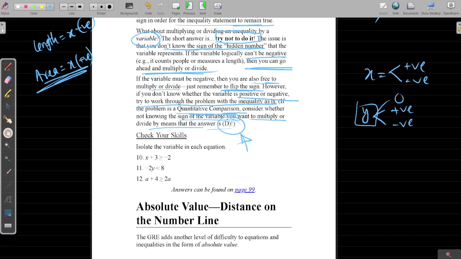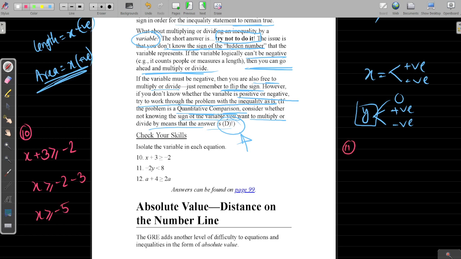So look at this one, first one, number 10. What they have written is: isolate the variable in this inequality. So first one: x plus 3 is greater than or equal to minus 2. If you transfer this plus 3 to the right side, it becomes minus 3, so minus 2 minus 3. So x is greater than or equal to minus 5.